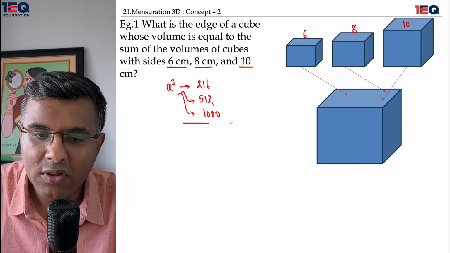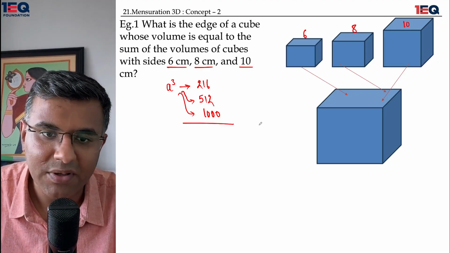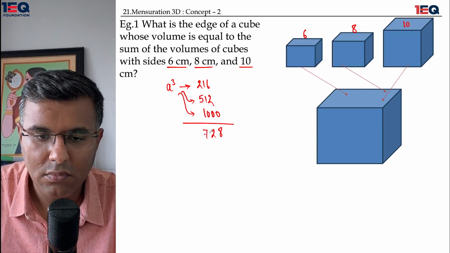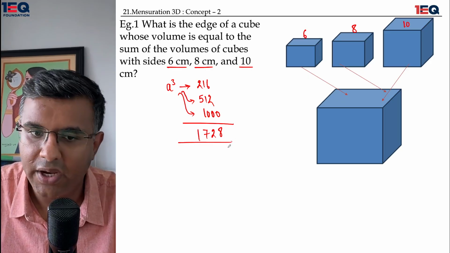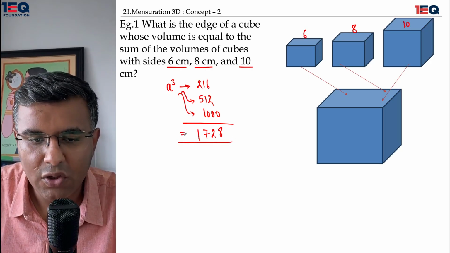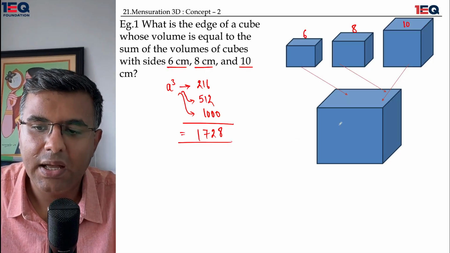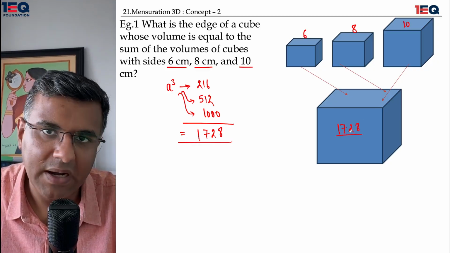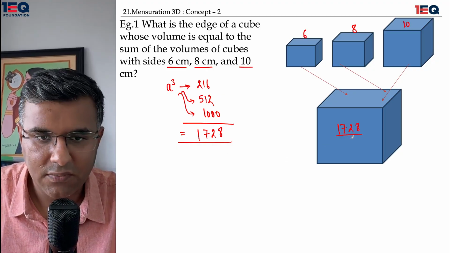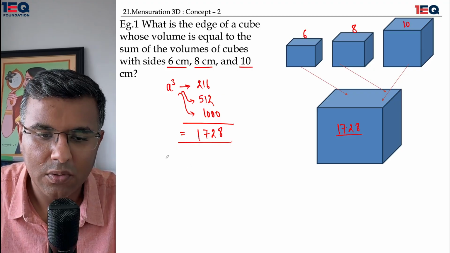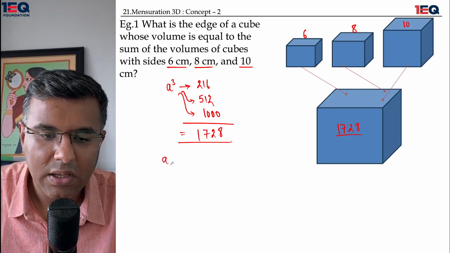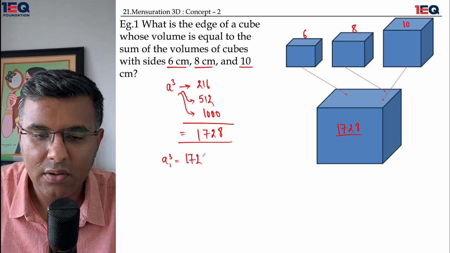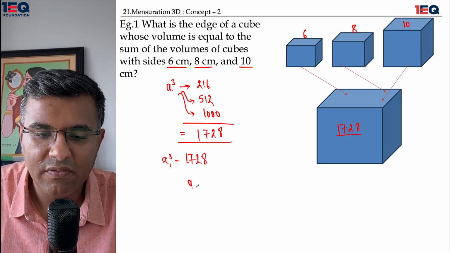So I'll add up all the volumes which I have derived from the baby cubes. The baby cubes are 216, 512 and 1000. So the total volume which I have, the new volume, is equal to 1728. And this 1728 is the volume of the biggest cube which is formed after melting. This is the volume and I need to find out the edge now. So this means A dash cube is equal to 1728.